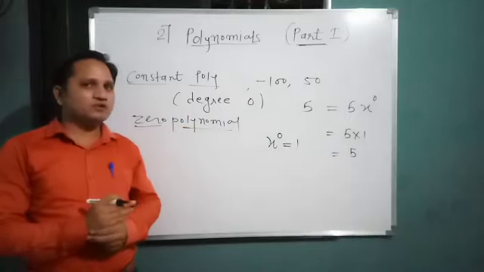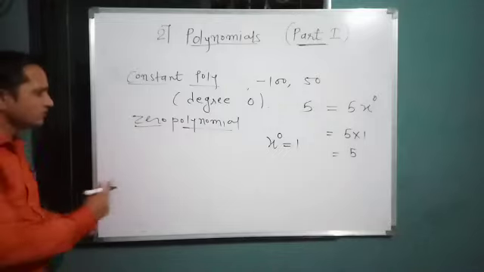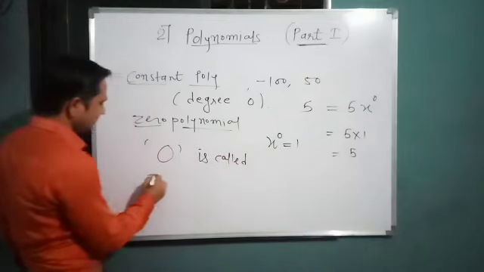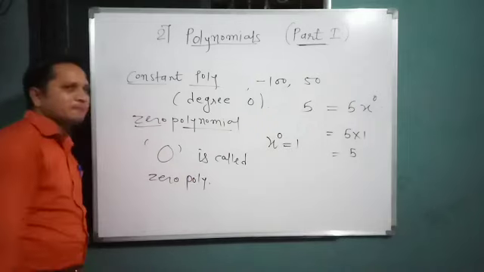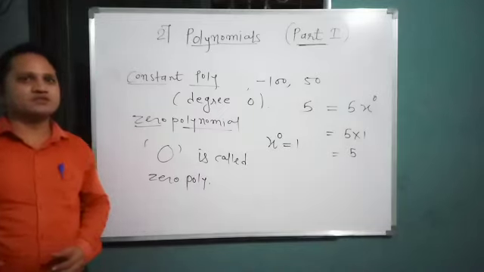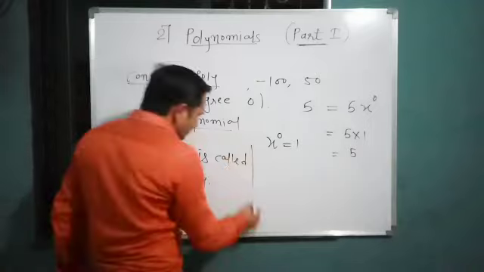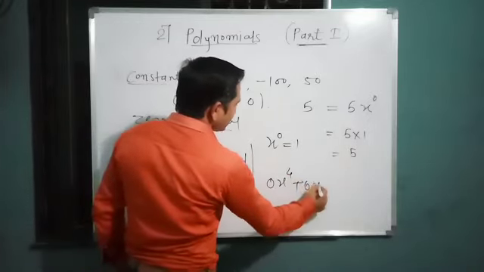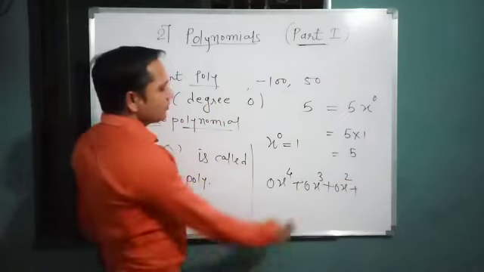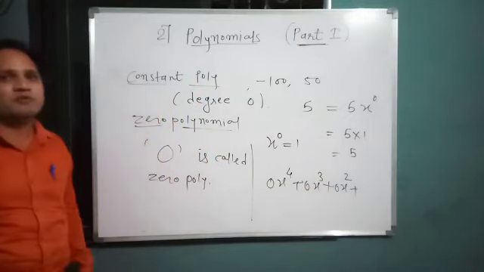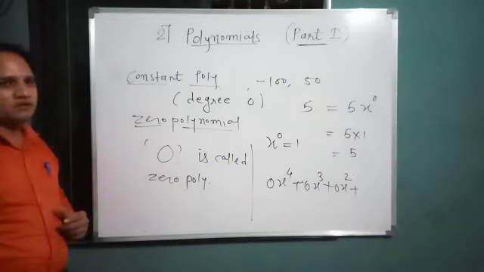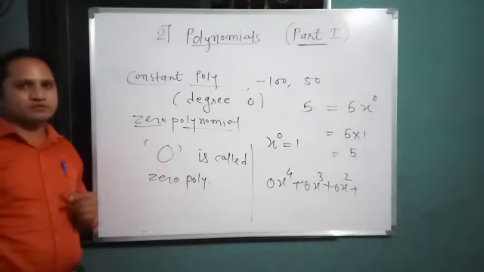So these are examples of constant polynomial. Then zero polynomial. Zero polynomial means only 0. So this 0 is called zero polynomial. We can say in the zero polynomial all the coefficients of the terms are 0. All the coefficients of the terms are 0 means what? Like this way: 0 x to the power 4 plus 0 x to the power 3 plus 0 x square. So 0 is the coefficient of x to the power 4, 0 is the coefficient of x to the power 3, 0 is the coefficient of x square, in this way. So if all the coefficients are 0, then such a polynomial is called zero polynomial. So this is the meaning of zero polynomial. I hope you all understood.